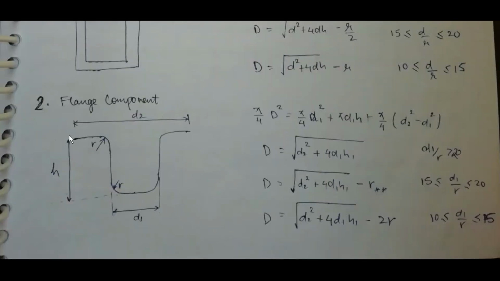Flange component with d1, d2, h: pi by 4 capital D square is equal to pi by 4 d1 square plus pi d1 h plus pi by 4 (d2 square minus d1 square). Capital D is equal to root of d2 square plus 4 d1 h. Here for d1 by r greater than 20, capital D is equal to root of d2 square plus 4 d1 h1. For 15 less than or equal to d by r less than or equal to 20, capital D is equal to root of d2 square plus 4 d1 h1 minus r. For 10 less than or equal to d by r less than or equal to 15, minus 2r.